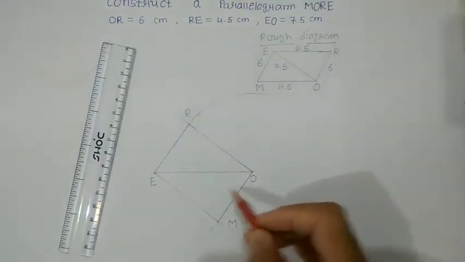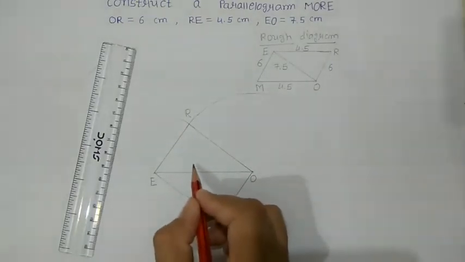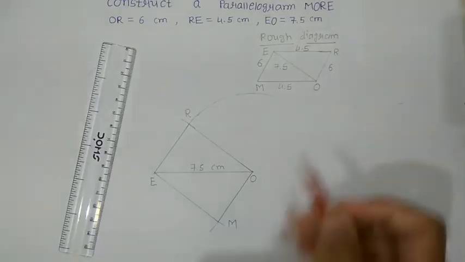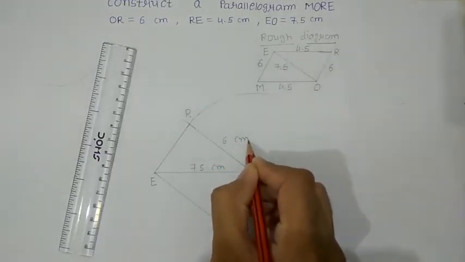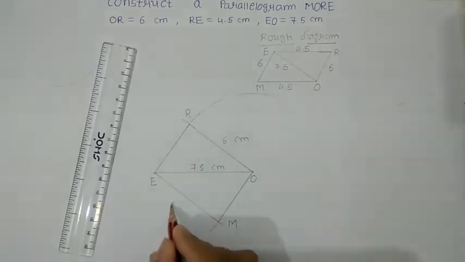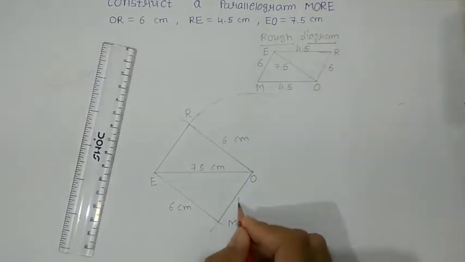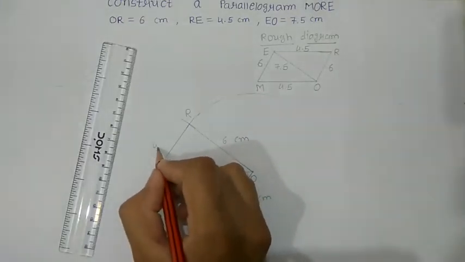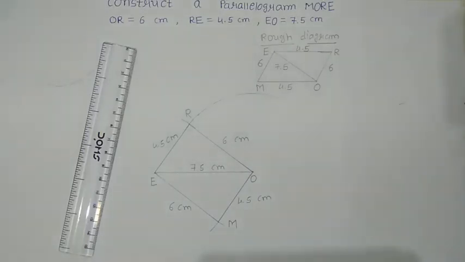Okay, now you can also write down the dimensions, that this is of 7.5 centimeter. OR is of 6 centimeter. In the same way, this EM is also of 6 centimeter. OM is of 4.5 centimeter. In the same way, this also we get as a 4.5 centimeter.